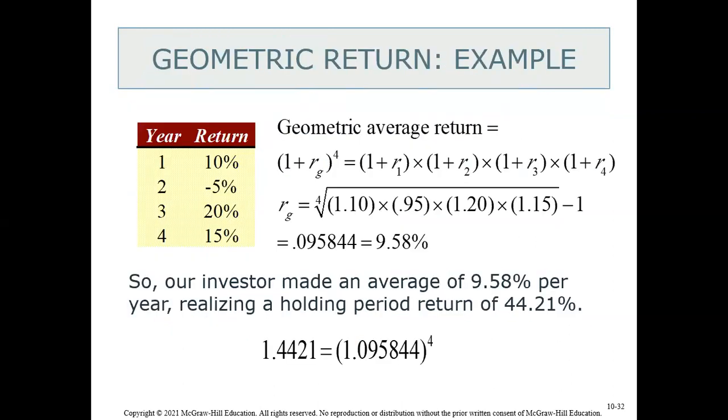So here's our geometric average. We want to calculate our overall return. It's our holding period return basically, right? So our investors made an average of 9.58%. So we take 1 plus r to the fourth power, basically. So we take 1.10 times 0.95 times 1.20 times 1.15, multiply those four out, minus 1, and take the root.